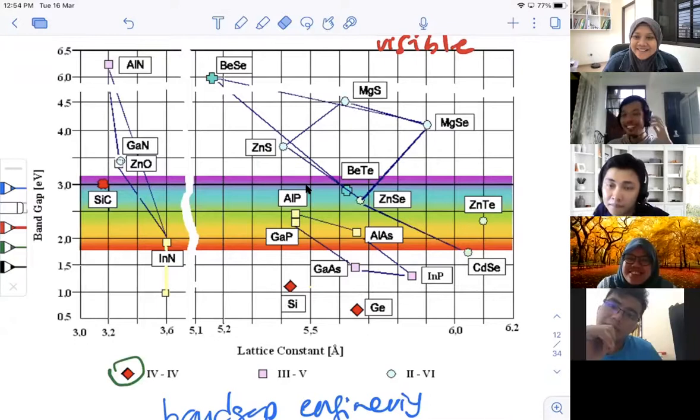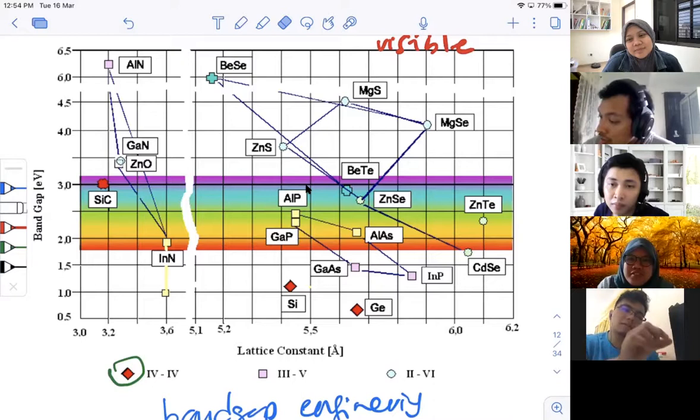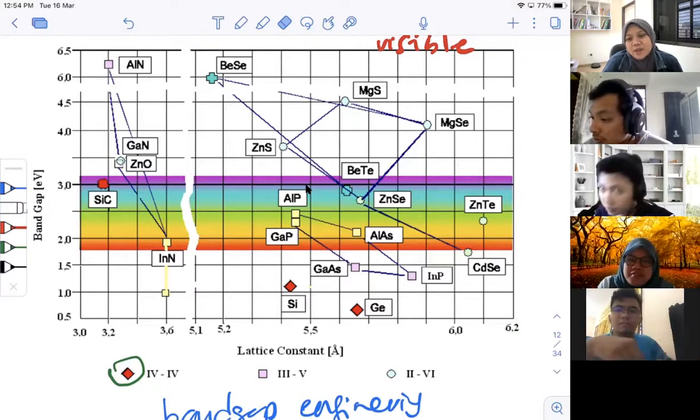Madam, is it because to avoid the defect? Avoid defect? Yeah. So lattice constant is the distance, right? So if one has a small lattice constant but the other has a bigger lattice constant, it will create, right? But I don't think that's the question, Azam's question.